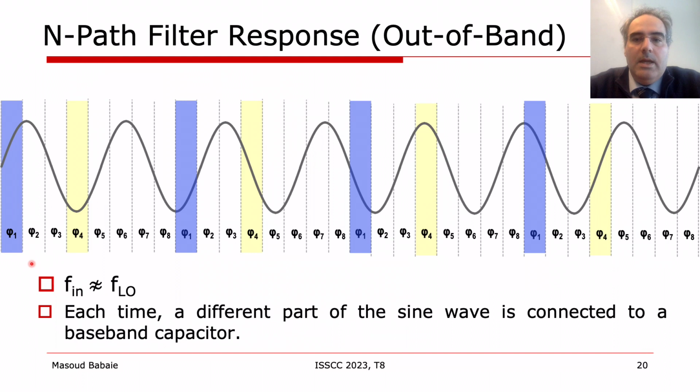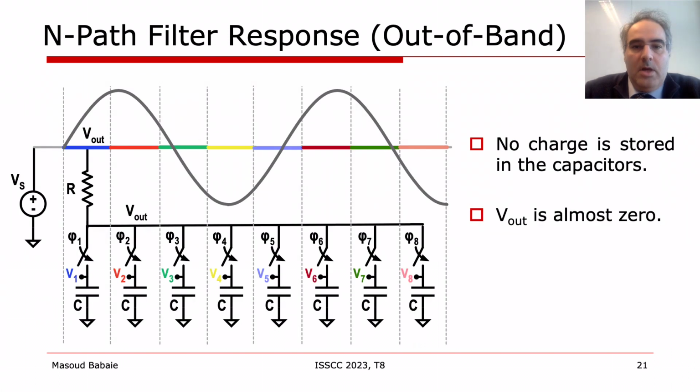Now consider the case in which the frequency of the input signal is not equal to the clock frequency. It can be larger or smaller. In this case, a capacitor looks at different parts of the sine wave in different clock cycles. Since the settling time is very slow, the average value of different parts of the sine wave is stored in the capacitor. Consequently, in the steady state, after many clock cycles, we get the same DC voltage for all the capacitors, meaning that the output signal is 0.